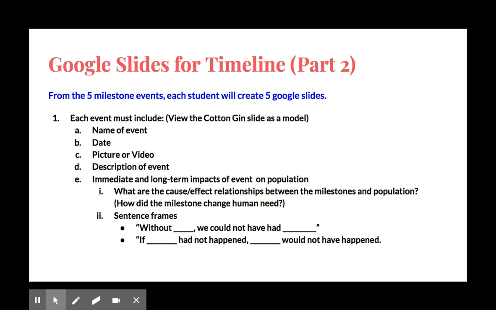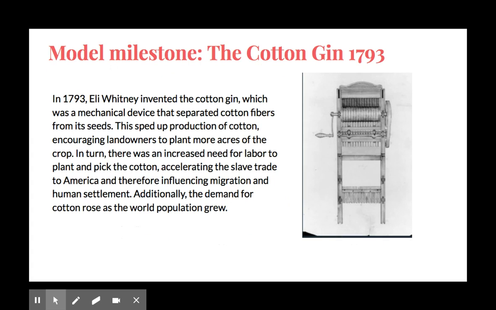So let's look at an example of a slide that has all of these parts. At this slide here, we're looking at the cotton gin. The year the cotton gin was invented was 1793. There's a picture of the cotton gin that you can see there, and then a description to the left. The description gives a brief background of what the actual event is, or in this case, what the cotton gin is, who invented it. But it also then talks about how that invention caused a change or an influence in the migration of people.